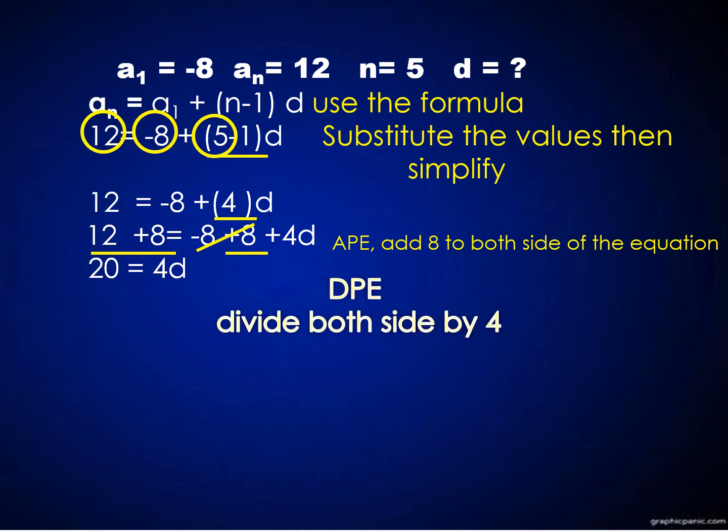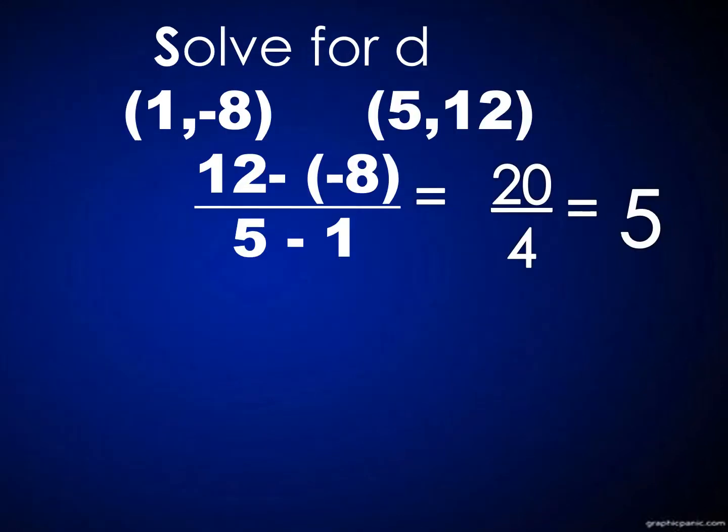Then, DPE na tayo, division property of equality. Divide both side by 4. Ayan, makakancel na yung nasa right side, matitira yung d. Then, therefore, yung 20 divided by 4, that is 5. So, our common difference is 5. Now, ito naman yung ginamitan ng slope formula. Of course, you have to get the same answer. We have 12 minus negative 8 over 5 minus 1 is equal to 20 over 4, and that is 5.